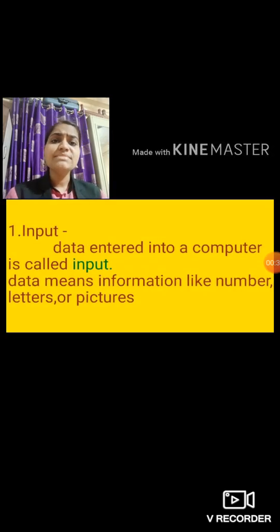Now, what is meant by input? Input means data entered into a computer, that is called input. Data means what? Information, numbers, letters or any other picture. By using the keyboard, whatever information we type will be displayed on the screen. So that is an input. Okay, so it is important.